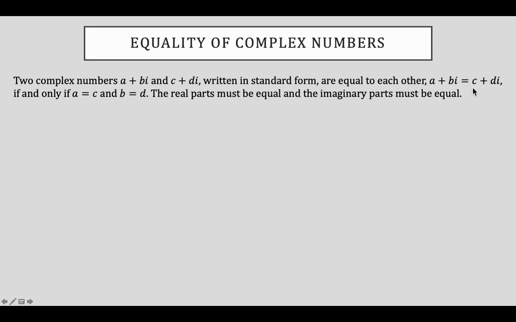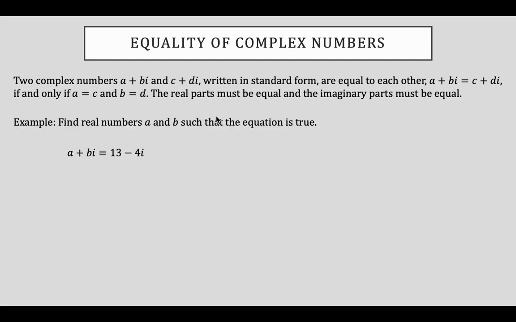a plus bi is equal to c plus di if and only if a equals c and b is equal to d. In other words, this means that the real parts of our complex numbers must be equal to each other, and the imaginary parts of our complex numbers must also be equal to each other.